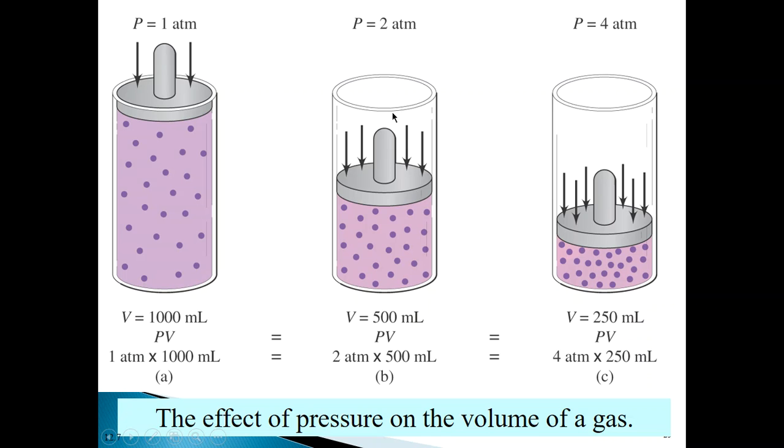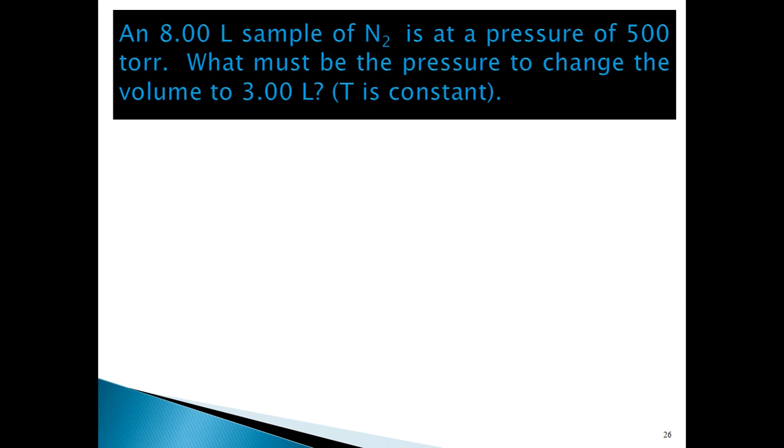And if you apply more pressure to double it further from 2 atmospheres to 4 atmospheres, the volume will be reduced from 500 mils to 250 mils. And again, the pressure volume product will work out to be the same as the previous two. All right, so that shows you again the inverse relationship between the pressure and the volume of a gas, provided, as we said before, that the temperature is fixed and the amount of gas is fixed. All right, so we can use Boyle's law to solve a problem such as the one that you see here.